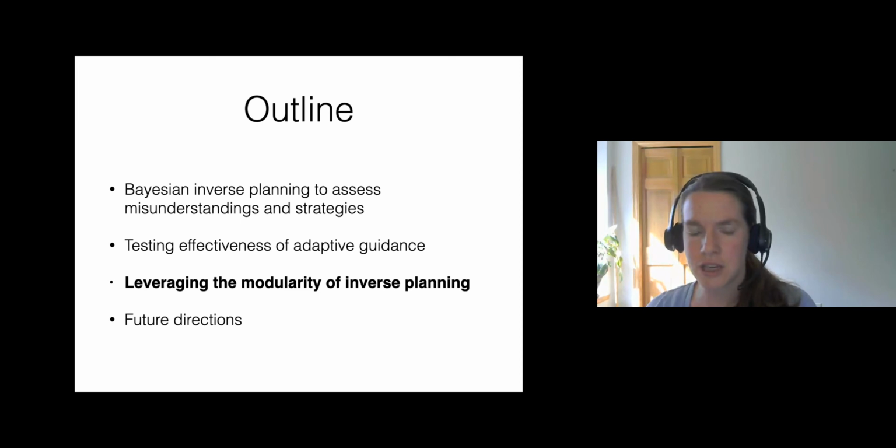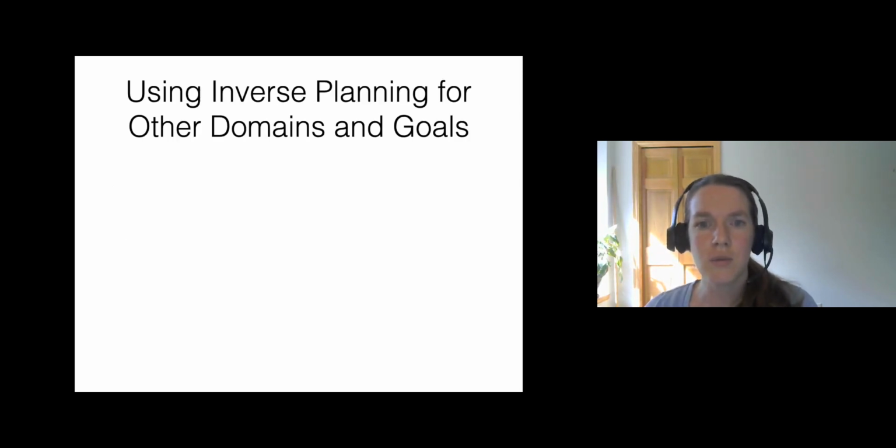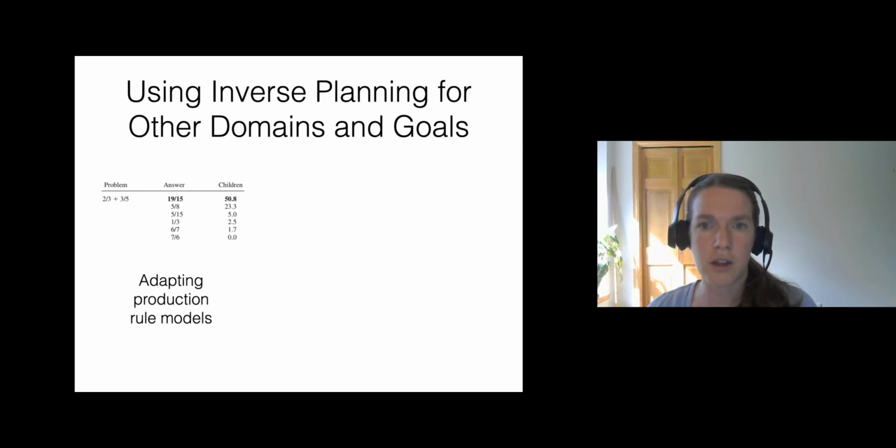I want to turn now to thinking about leveraging the modularity of inverse planning and what we have gained by having this generative model of actions. So we saw that we could use inverse planning for other domains. I told you about some work that collaborators as well as groups not related to us have done. But we have also developed a general framework for adapting production rule models, which are very common for different educational domains, into this inverse planning framework so that we can try to infer which production rules might be being used most often, or which of multiple possibilities for misunderstandings might really be being used.